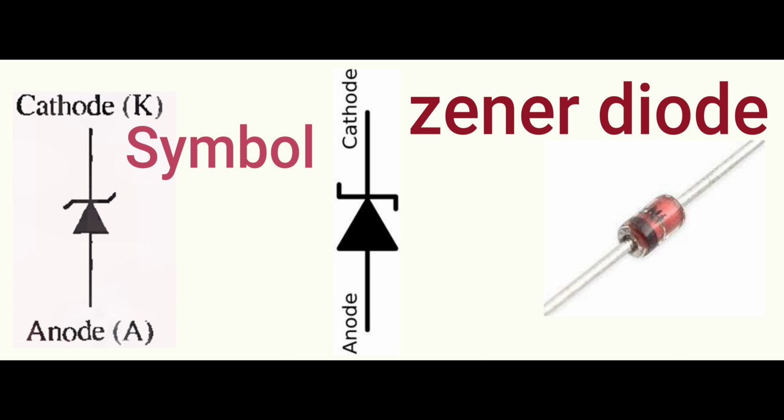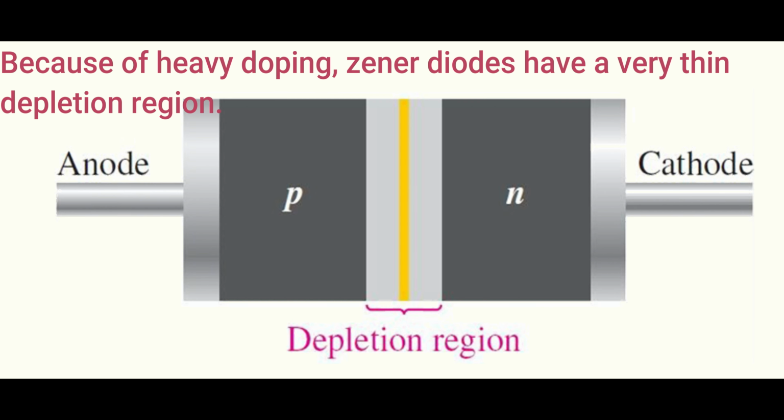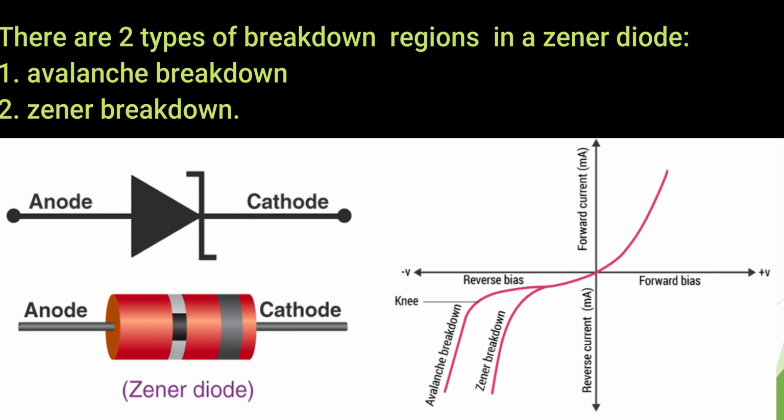Here is the symbol of Zener diode. One side is the cathode and the other one is the anode side. And one more, here you can see the Zener diode. This Zener diode is nothing but a p-n junction, but because of heavy doping, Zener diodes have a very thin depletion layer. There are two types of breakdown regions in a Zener diode.